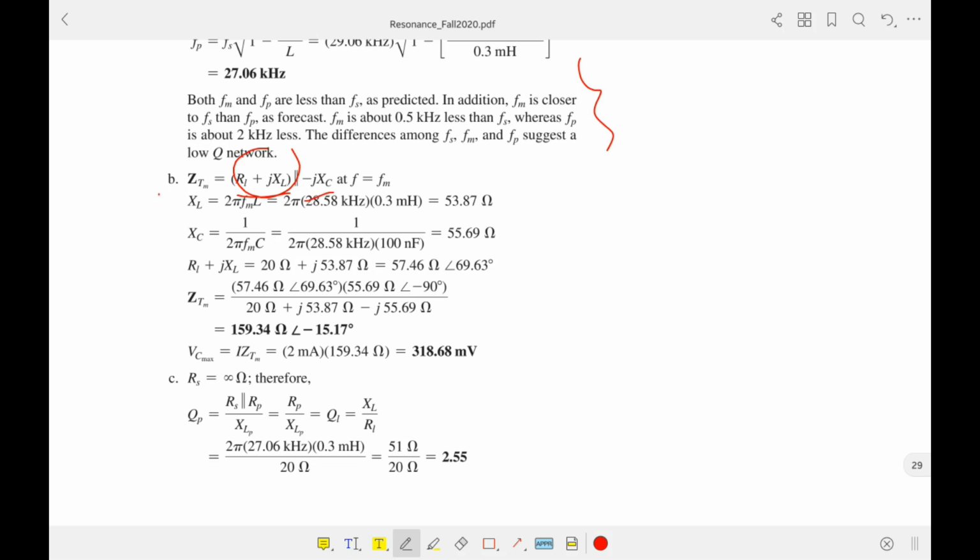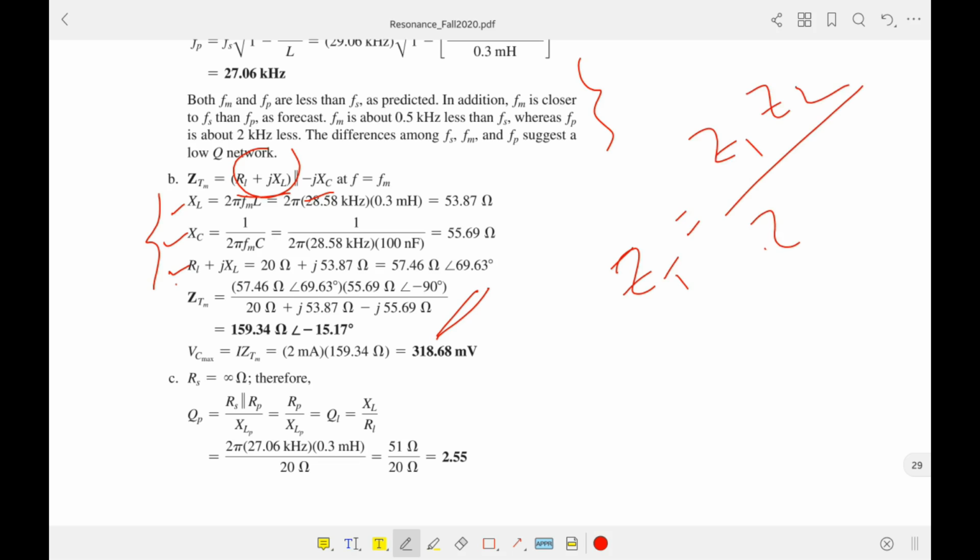So this is the maximum impedance. If you calculate them individually, that is first of all XL, then XC, then obviously you have this RL plus jXL. Then you apply the parallel combination formula, that is ZT equal to Z1 times Z2 divided by Z1 plus Z2 for two parallel branches. Through this you calculate the maximum impedance, and then you can also calculate the maximum voltage, that is Vc max, which will be I multiplied by ZTm.